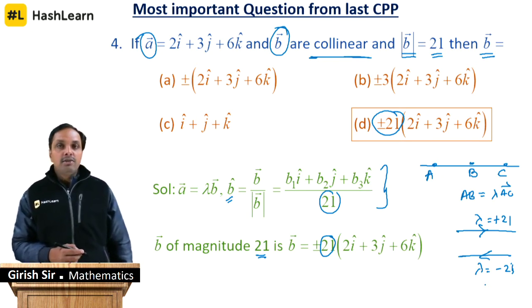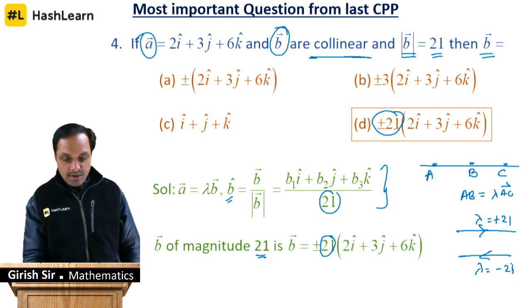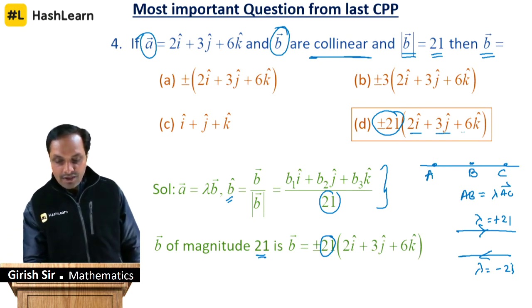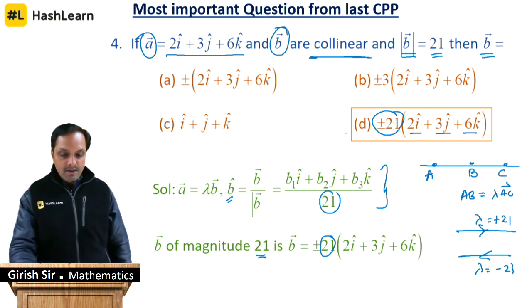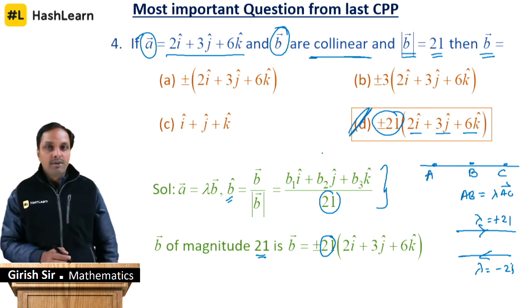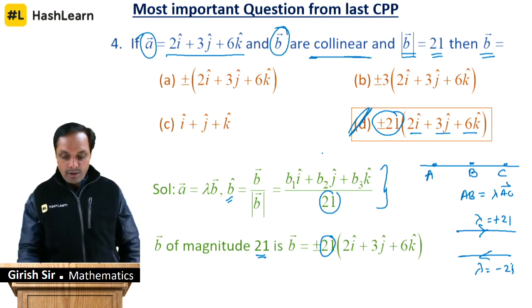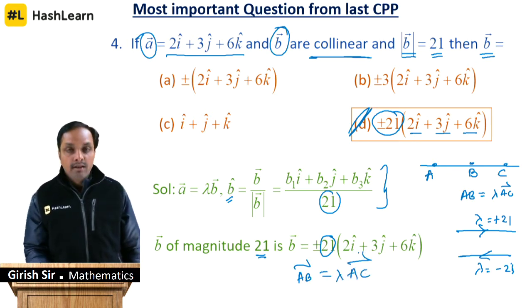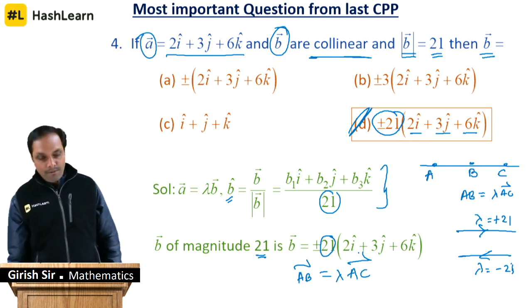So the magnitude is 21, so it should be 21 times that vector, which should be the same as 2i plus 3j plus 6k, which is there. Option D is the one which matches. That is what you need to tick. Remember this condition for collinearity: if you have a vector AB, for collinearity the other vector should be some constant multiple of it.